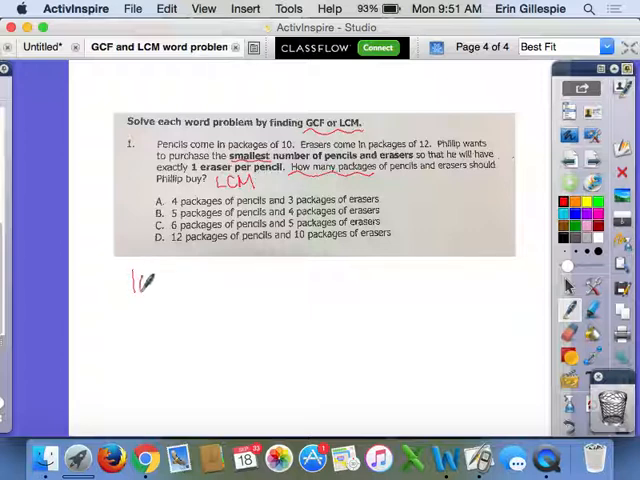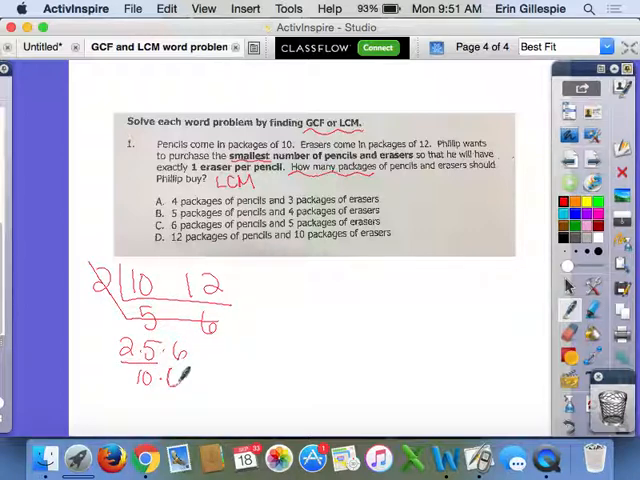So, what's the LCM of 10 and 12? Well, those are both even, so I'm going to divide by 2. 10 divided by 2 is 5. 12 divided by 2 is 6. Remember, LCM, we make the L. So 2 times 5 times 6 gives us an LCM of 60.